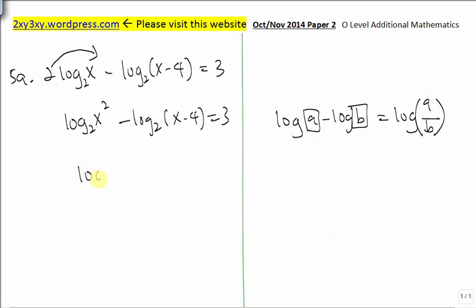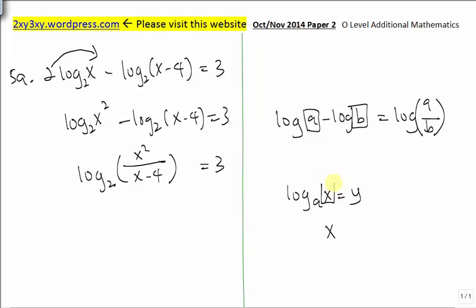So here, we can combine these two logs into a single log, taking this x squared divided by the x minus 4. Now we want to get rid of the logarithm by changing the logarithm form into the exponential form. Changing to exponential is easy. What you can do is copy down this term here, and we follow the arrow to move the a and the y to this position here.